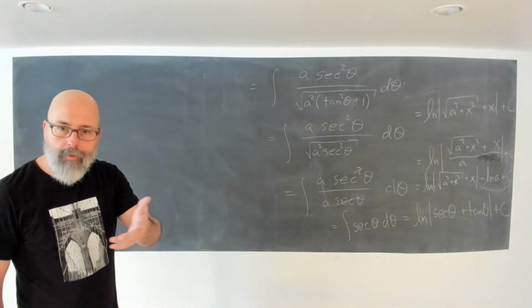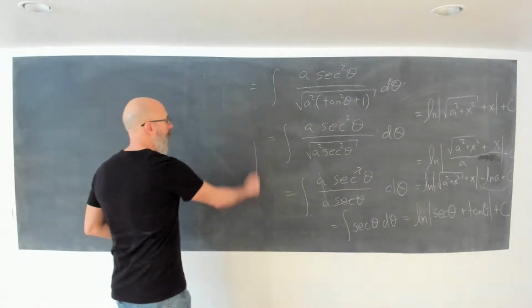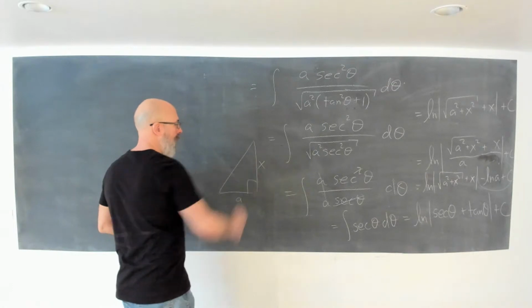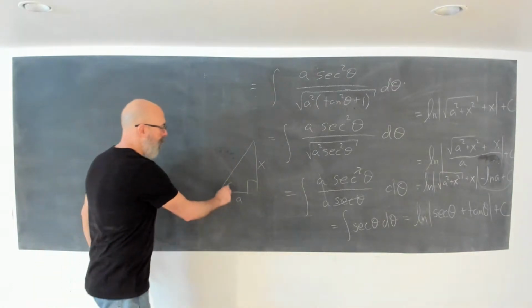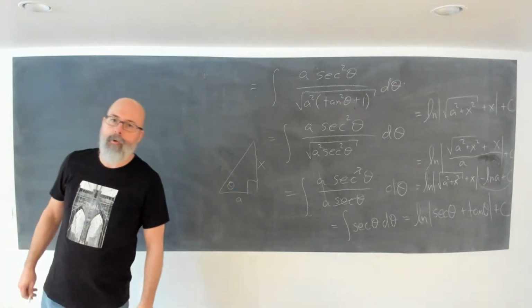Well, with the Pythagorean theorem, we were finding the missing side, right? We had a right angle triangle. This was a, this was x. So we found the missing side using the Pythagorean theorem.